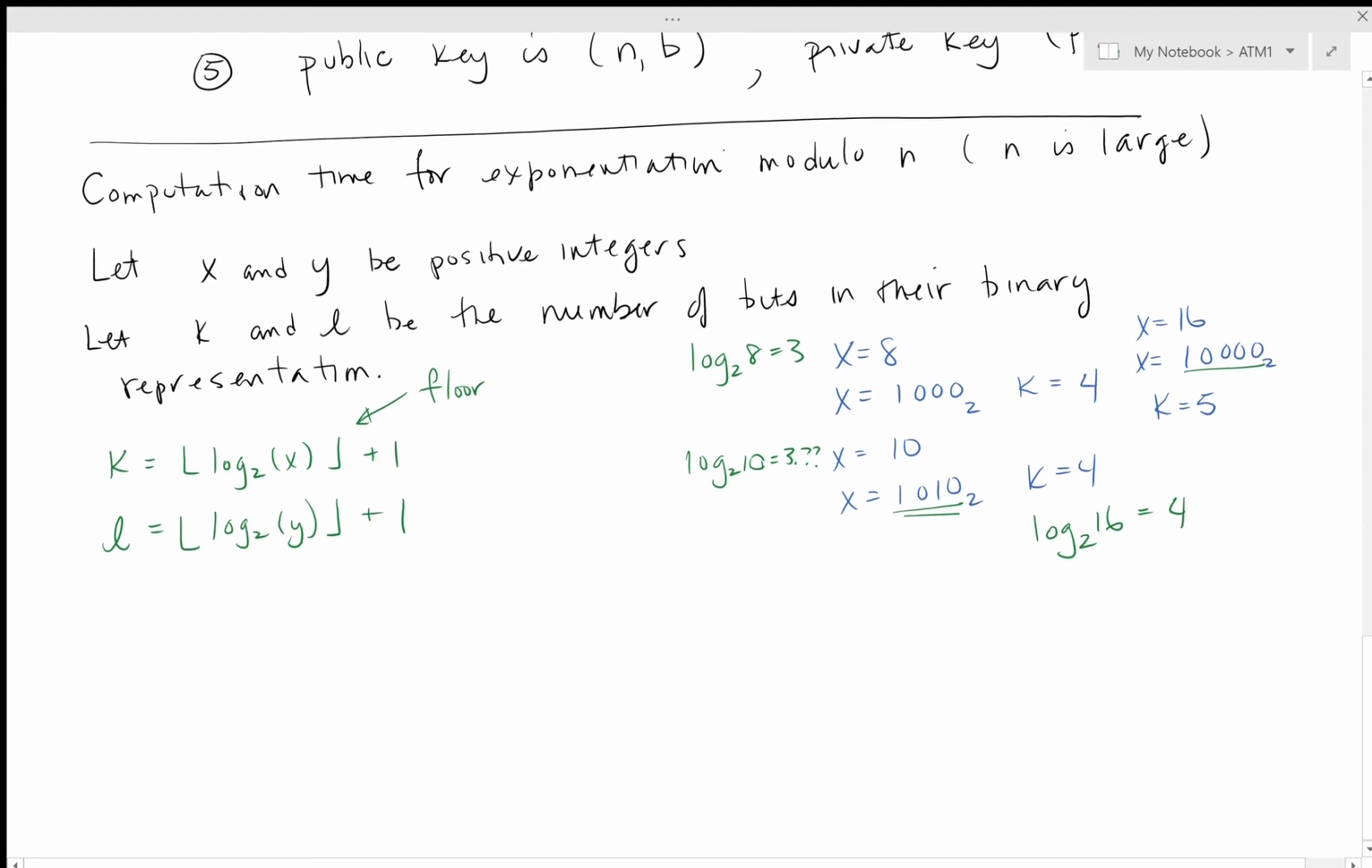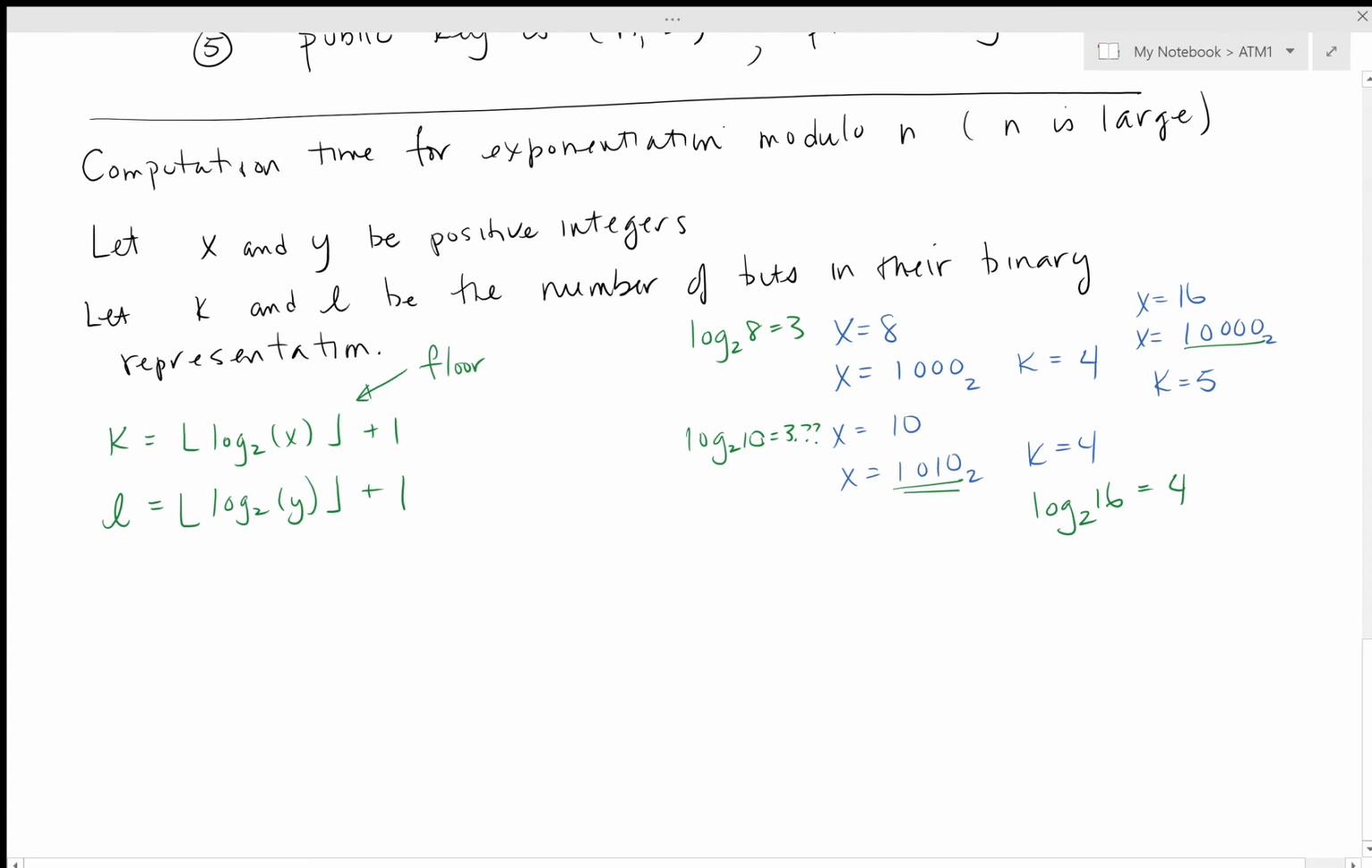Now take a look at how some of what I'm going to call the grade school algorithms work. How long does it take? How many operations does it take? So I'm talking here about the grade school algorithms.